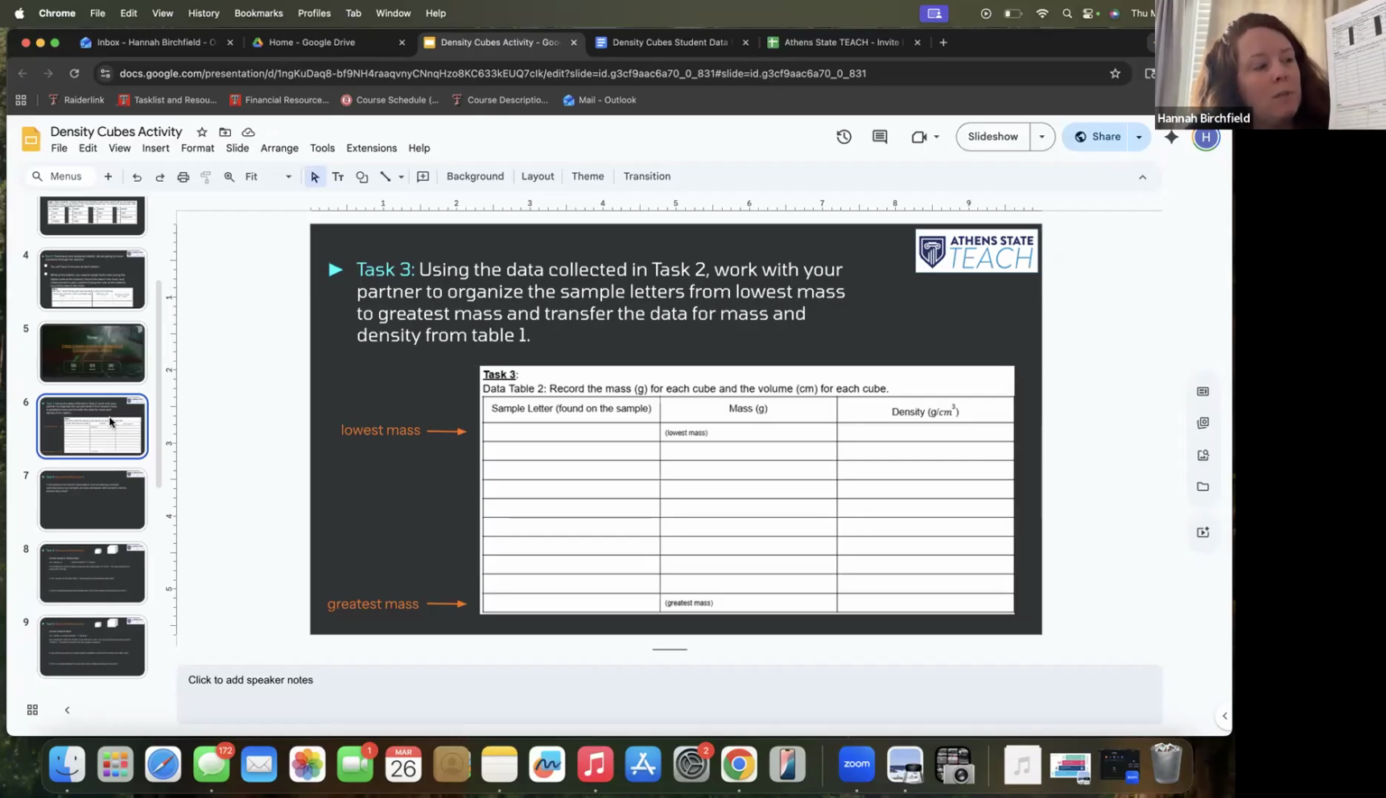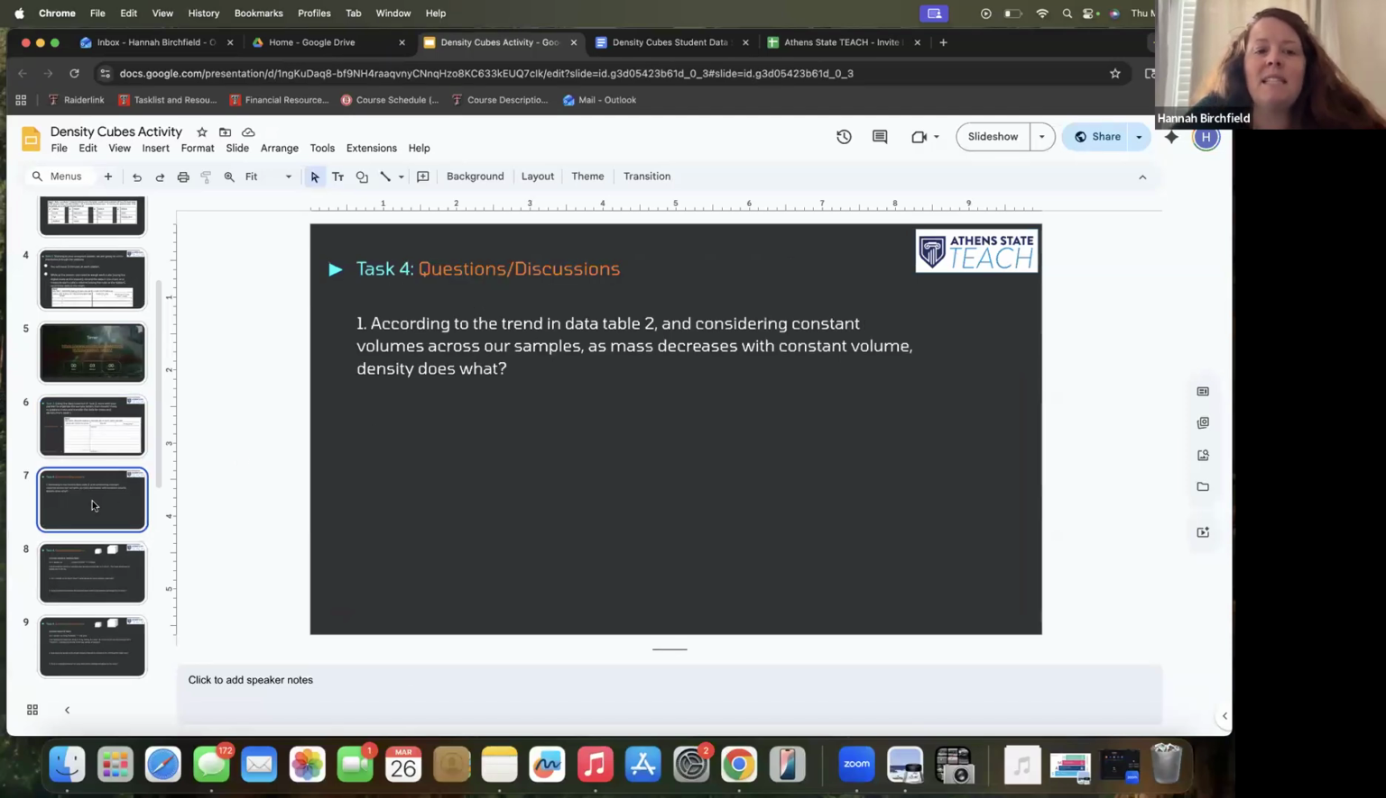So anyways, I would have them write the mass first, have them write the corresponding density and the corresponding sample letter. This should take, I would say, maybe 5 minutes because at this point, they're literally transferring data. Okay, so there's that part. Next is the questions. And so flip to the back. This is written out for them to read as well.